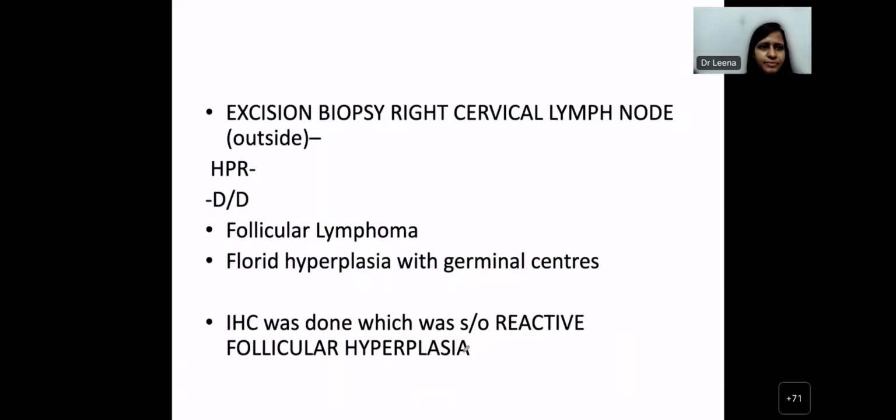Yes, sir. So actually, it was done outside as well. I will show you some pictures. Outside, the differentials were follicular lymphoma and florid hyperplasia with germinal centers, and they did IHC, and it was suggestive of reactive follicular hyperplasia.